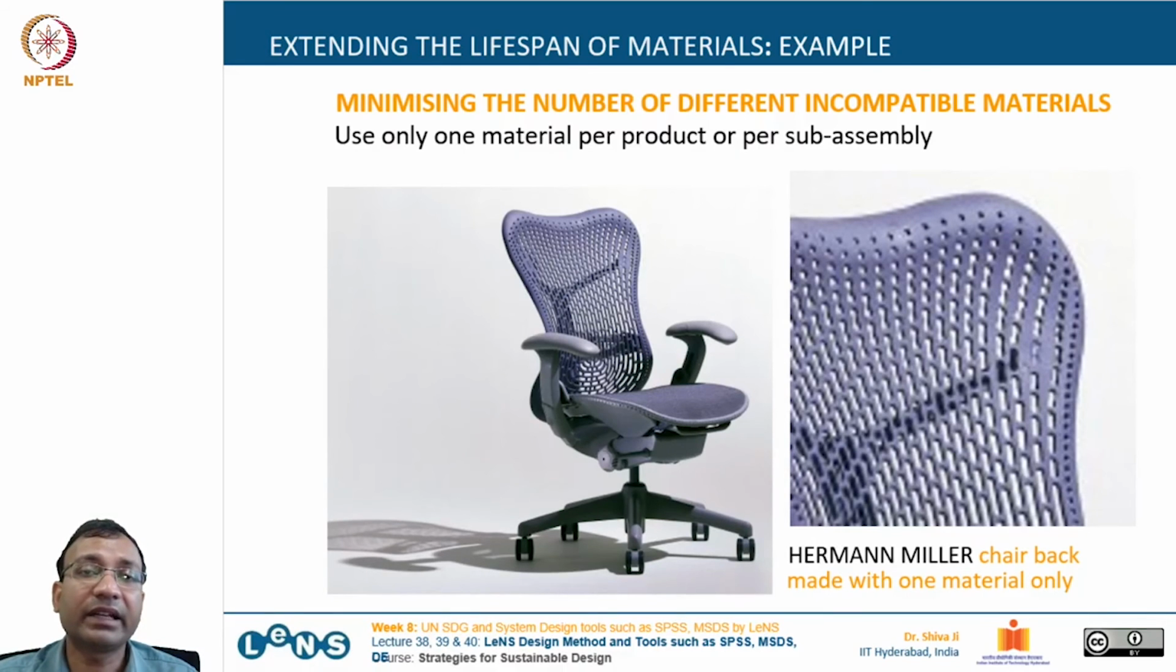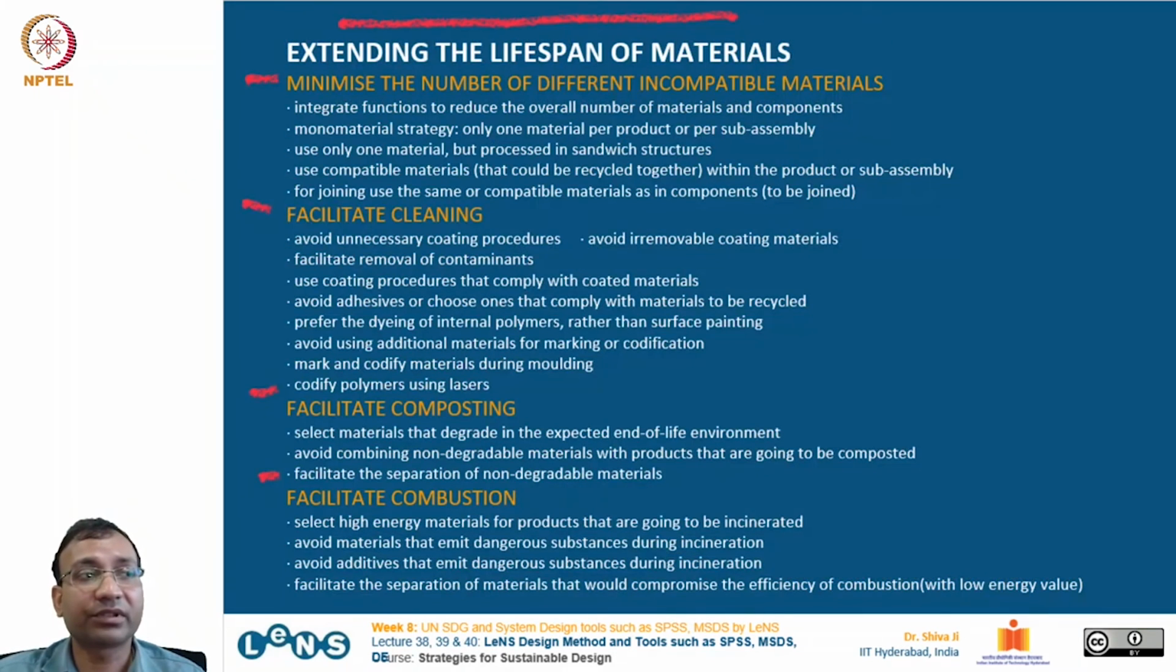So how such intentions can help in designing products with these thought processes. Further, we will see extending the lifespan of the product. There are some more strategies given over here which will facilitate extending the life cycle lifespan of a product. The strategies listed are: minimize the number of different incompatible materials, facilitate cleaning, facilitate composting, and finally, facilitate combustion. So integrate functions to reduce the overall number of materials and components.